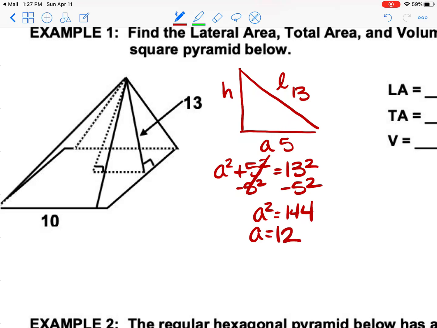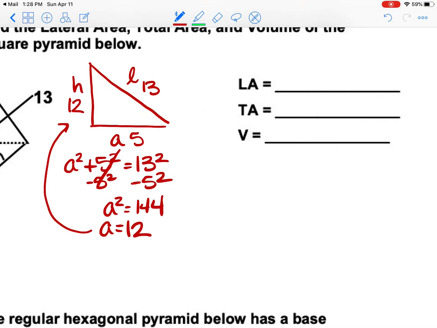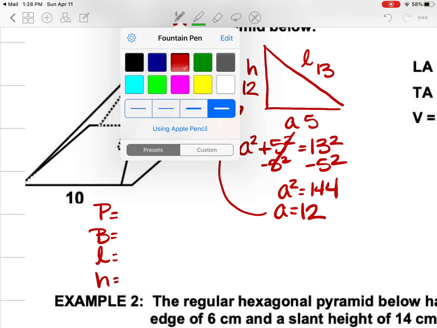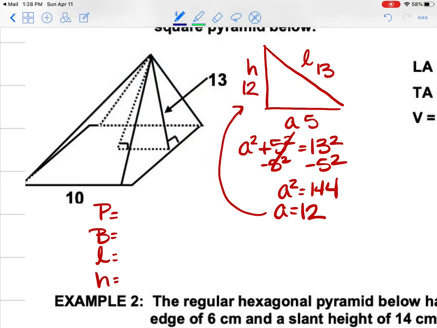Okay? Now, this a here and this a here are not the same thing. The one at the top is apothem. The one at the bottom is for Pythagorean theorem. So we know our height is now 12. Okay, so the variables that we're going to work with here are, I'm going to write those over here, perimeter of the base, area of the base, slant height, and height. Well, looking here, we already know the slant height is 13, and we know the height is 12.